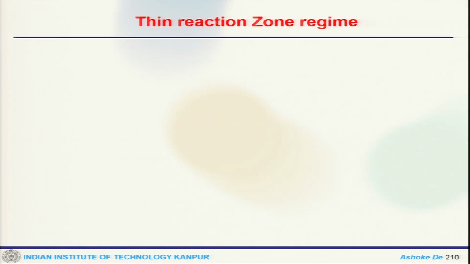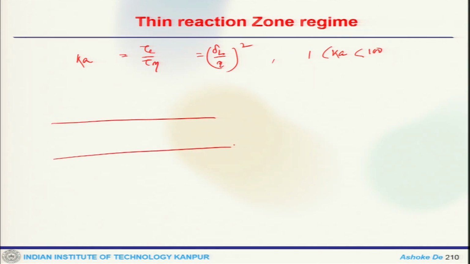Now, if we go to thin reaction zone, the Karlovich number is tau c by tau eta, delta L by eta, which is a square. So, Karlovich number lies between 1 and 100. So, here the same thing, if we look at it, we can see one zone here and one zone here. This is our unburned, this is burned.